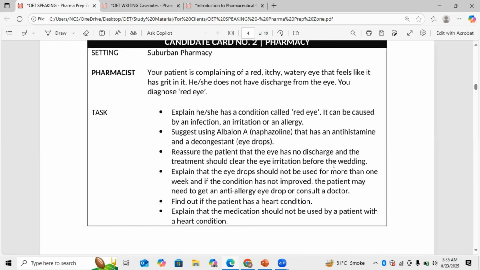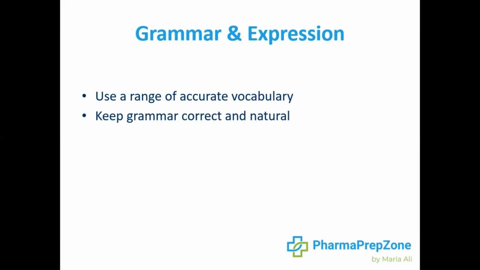So you have to reassure the patient that the redness will go away before the wedding if they use these eye drops. So you will be telling the patient, it will go away. The redness will go away. It should resolve soon. The redness is expected to clear up in a few days. So you have to use a variety of expressions. If you have to reassure the patient again and again, you will be saying it differently. You will be using a range of vocabulary.